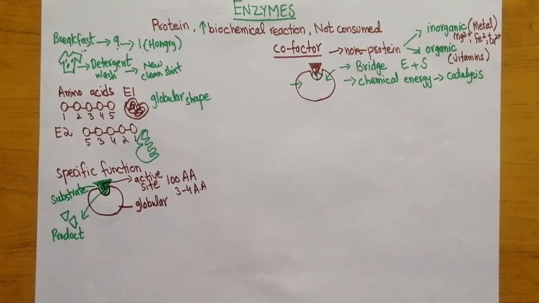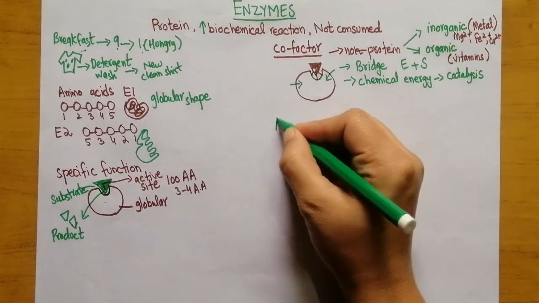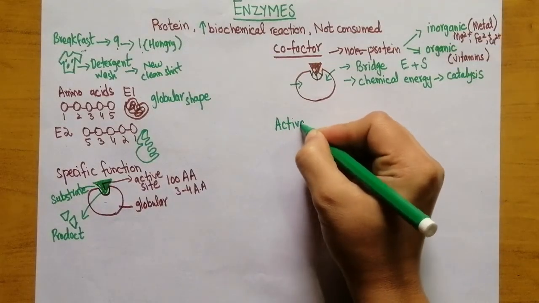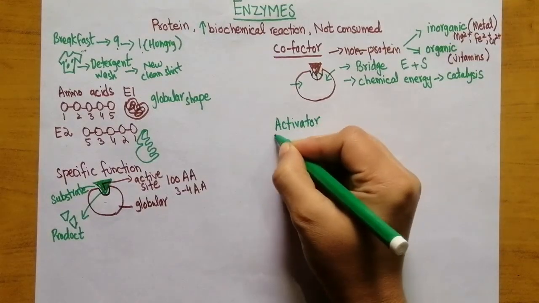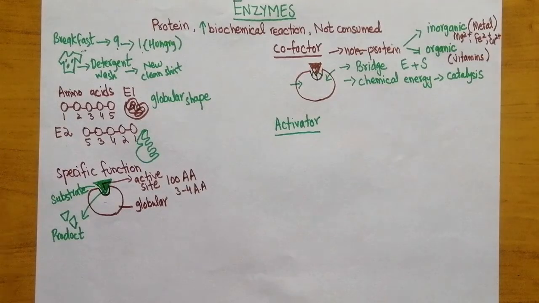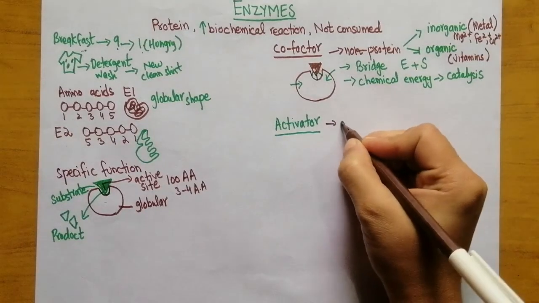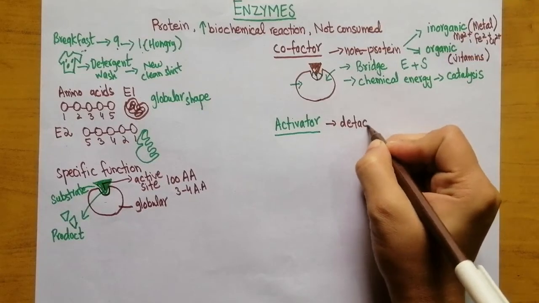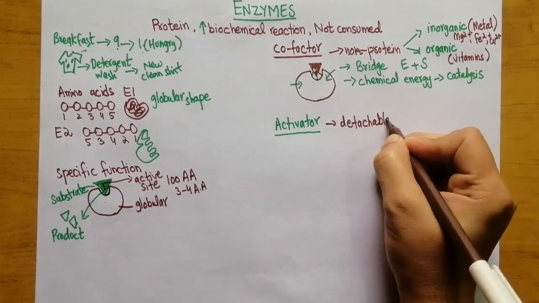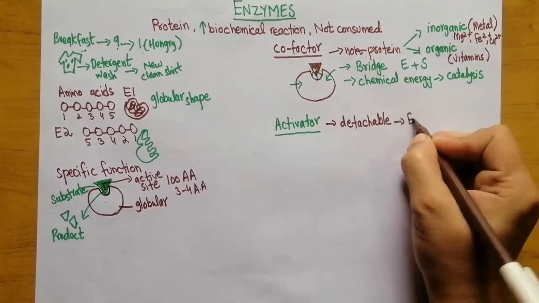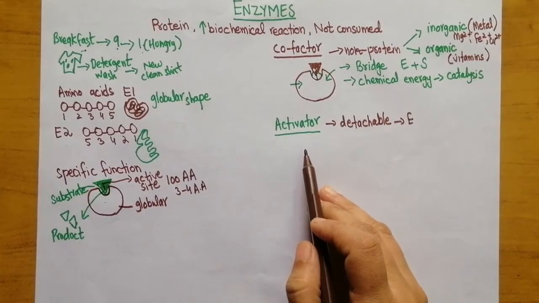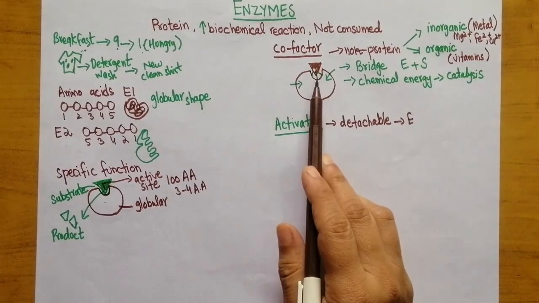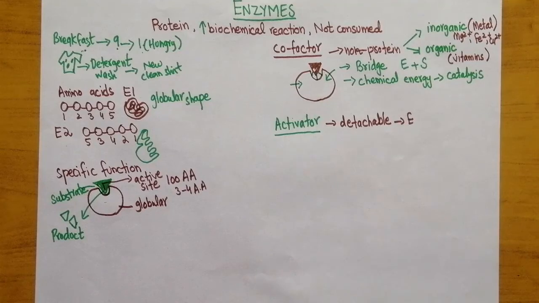In the context of cofactor, different other terms are used. First is activator. Any cofactor which is detachable from the enzyme is known as activator. It means that it attaches itself with the enzyme, but after its function is performed, it will remove itself from the enzyme.